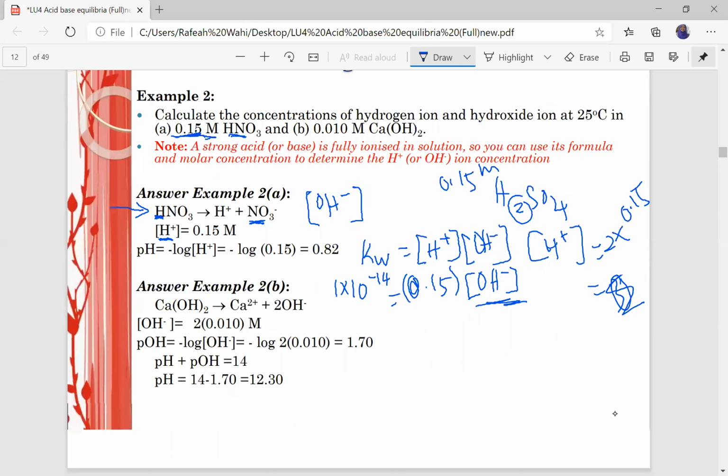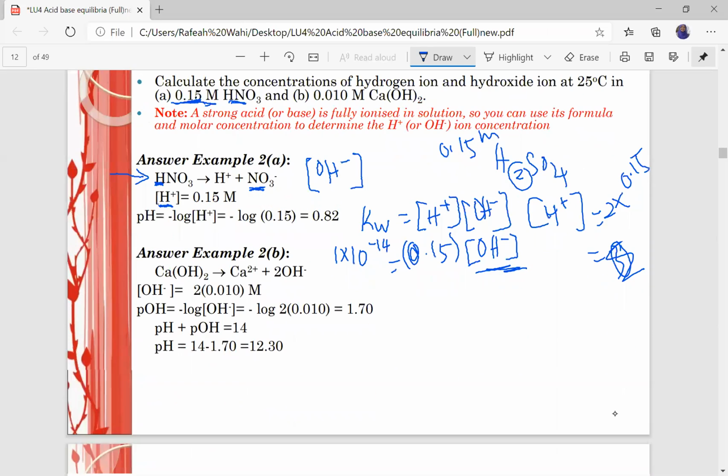Now move on to the next example, which is calcium hydroxide, 0.01 molar. The first thing that you have to do whenever you want to answer any acid or base equilibria problem is to write the balanced dissociation reaction. So Ca(OH)2 is a strong base, and it dissociates into Ca2 plus and hydroxide ion. When you balance the equation, you have Ca 1, 1. You have 2 OH over here, so you have to put 2 in front of OH on the product side so that you have a balanced equation.